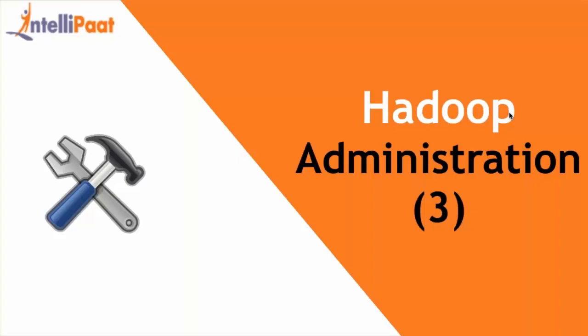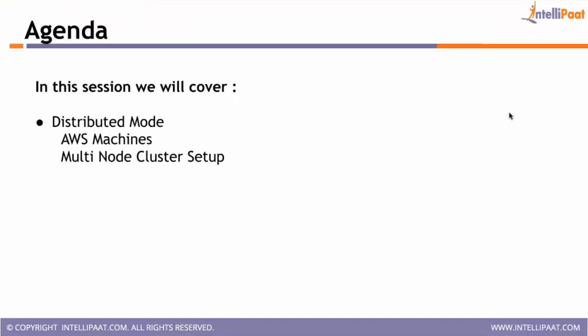Today we will install a distributed mode Hadoop cluster. Right now, what we are using as part of IntelliPaat is a single node cluster which has all the daemons running on it. That is called standalone because everything is on a single server. So it's a single node cluster. We will be going ahead and installing a multi-node cluster.